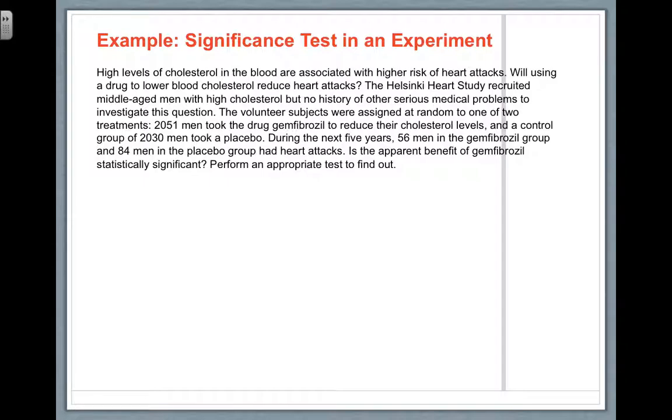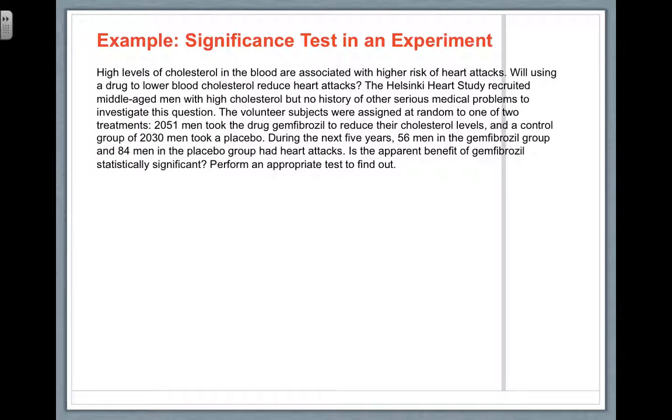So let's take a quick look at an example with a significance test in an experiment. You'll see it's a little bit different, but not much. High levels of cholesterol in the blood are associated with higher risk of heart attacks. Will using a drug to lower blood cholesterol reduce heart attacks? The Helsinki heart study recruited middle-aged men with high cholesterol but no history of other serious medical problems to investigate this question. The volunteer subjects were assigned at random to one of two treatments.